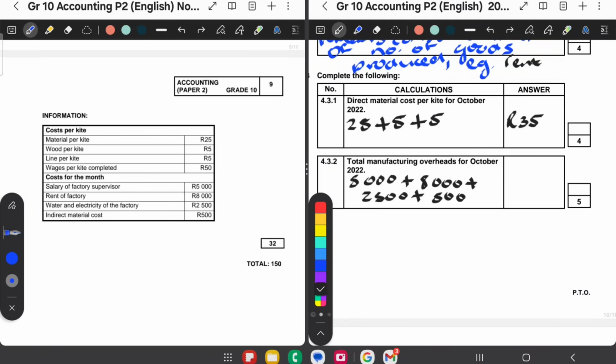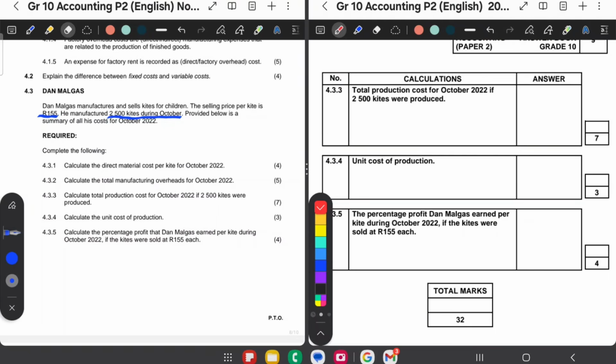And this will give us a total of 16,000 Rand. Okay, so that's how you get marks there. Let's mark this. This is 1, 2, 3, and then that's how you would get 4 marks. 1, 2, 3, 4, 5. That's how you would get 5 marks. Okay, our next question is 4.3.3. Calculate total production cost for October if 2,500 kites were produced.